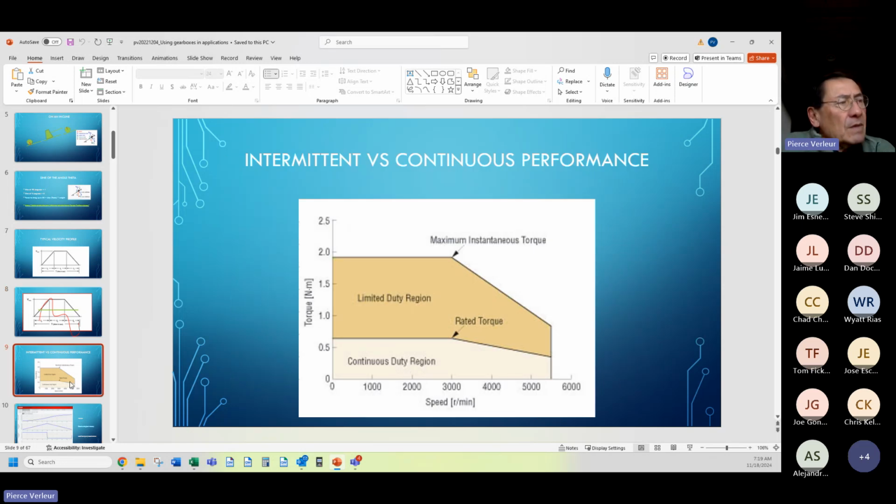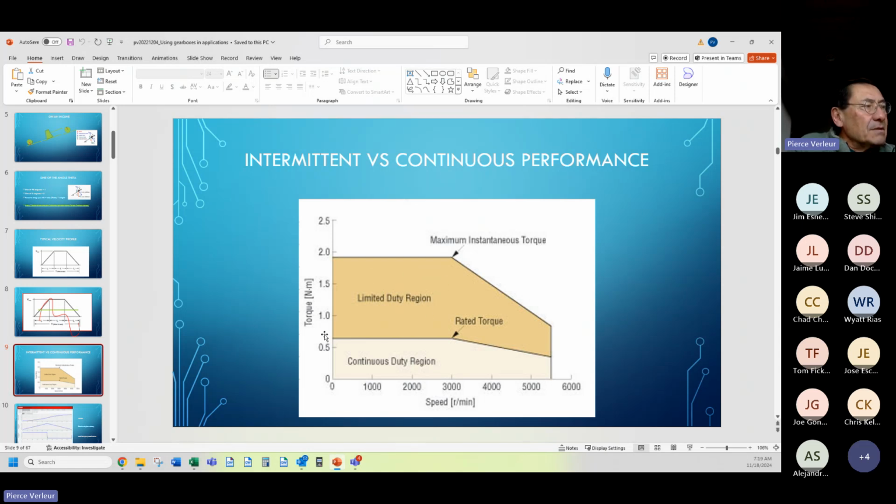Every component that you have has intermittent and continuous duty performance, typically in a chart such as this. Now, this happens to be a motor performance chart. And you can see that once you reach the base speed of the motor, you start to get declining torque in the continuous duty region. Here is the limited duty region.